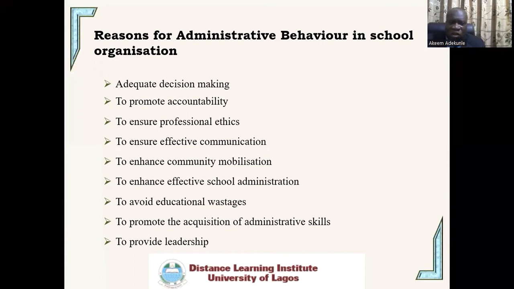Yes, having discussed all of this, in this lesson, we have been able to look at the meaning of administrative behavior. We have said that administrative behavior has to do with the way administrators behave, the way administrators conduct the affairs of the school, the etiquettes that are exhibited by administrators towards effective school administration.